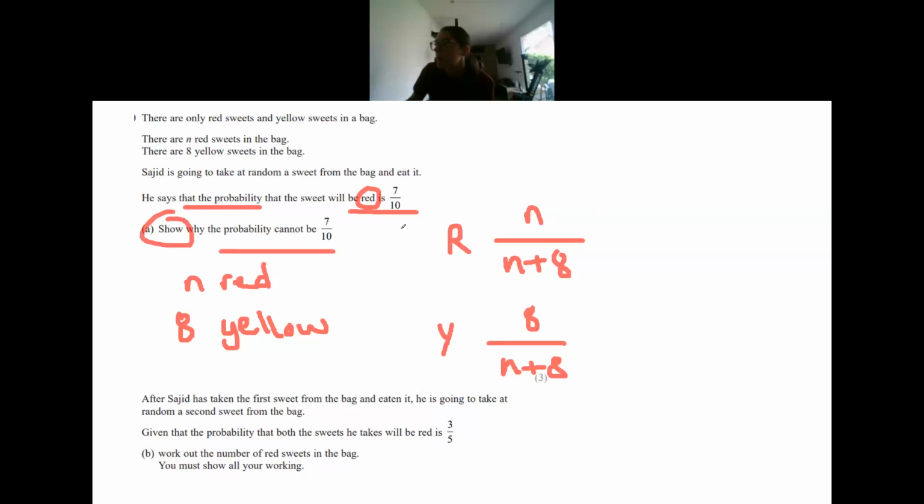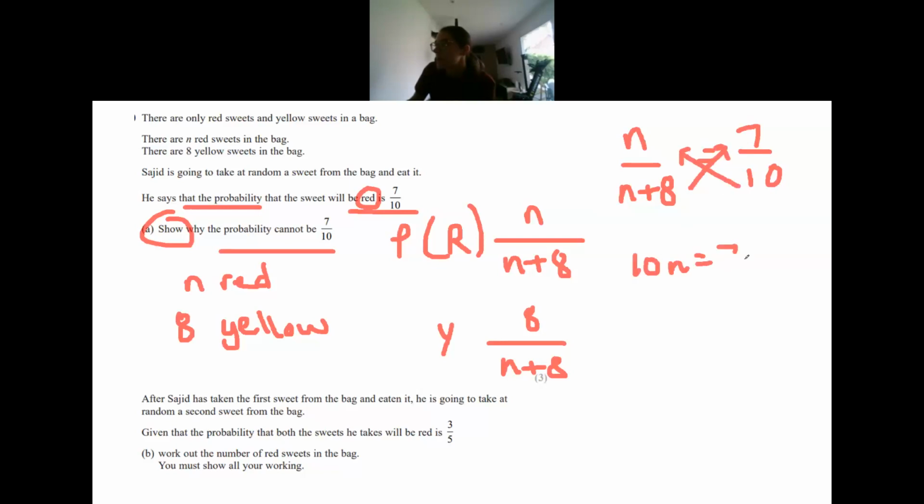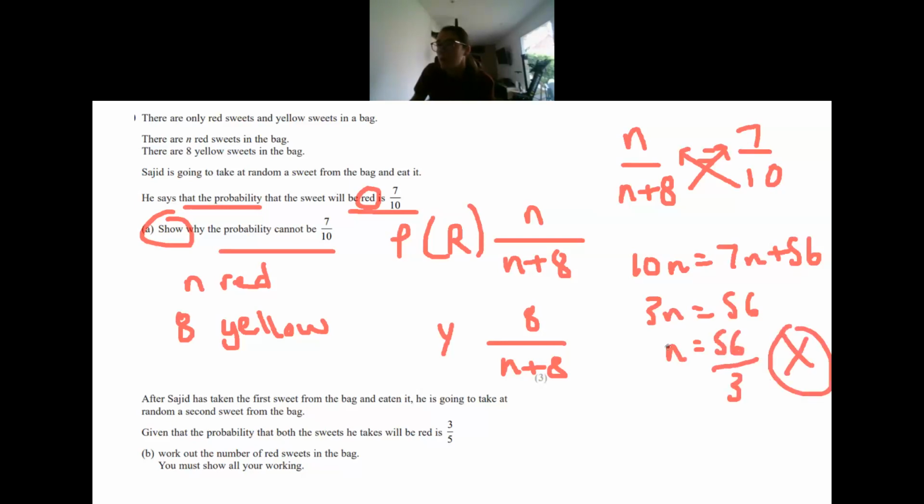So, probability of taking a red sweet, n over n plus 8. And we're saying that is going to be equal to 7 over 10. Now, fraction equaling a fraction, algebraic fractions, what we do, we cross multiply. So that's 10n equals 7n plus 56. Take the 7n, that's 3n equals 56. n equals 56 over 3, which is a decimal. And I cannot have a decimal number of sweets.